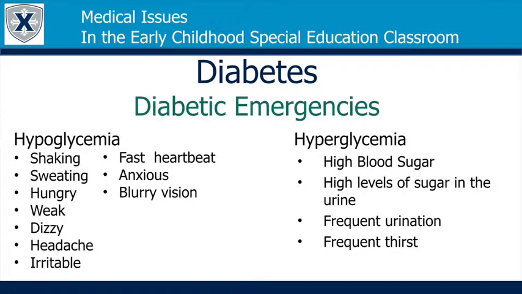So some diabetic emergencies. Hypoglycemia is when your blood sugar is too low. So some symptoms would be shaking, sweating, hunger, feelings of weakness, dizziness or headache, irritability, fast heartbeat, anxiousness, and blurry vision. And then hyperglycemia is when your blood sugar is too high. So that would be frequent urination and frequent thirst.